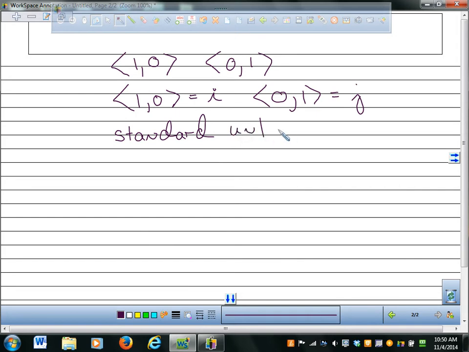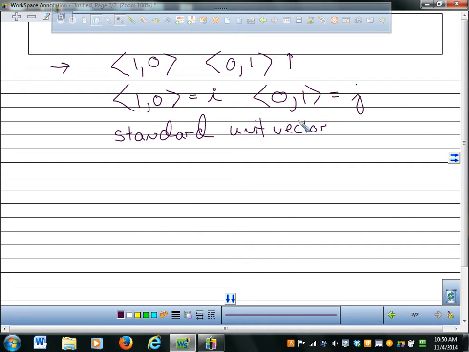Unit vectors. A vector that looks like 1, 0 is just a vector that's 1 in that direction. A vector that looks like 0, 1 is just 1 up. Those are called the standard unit vectors.